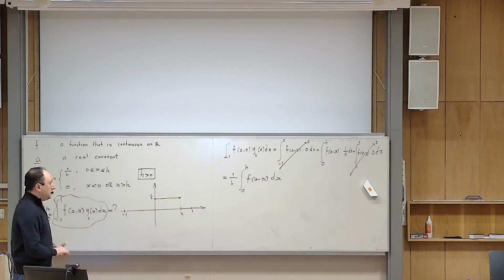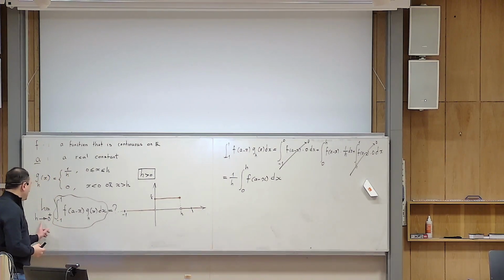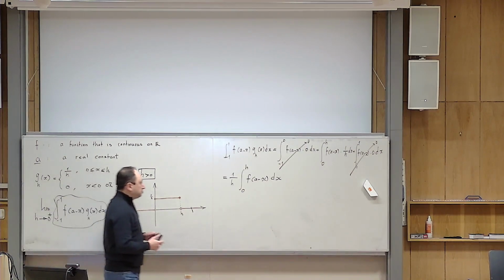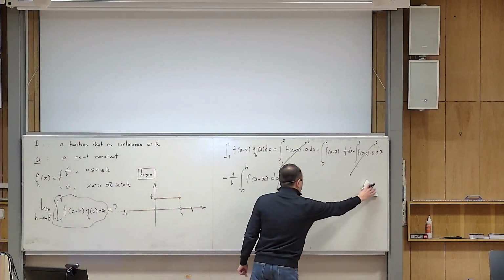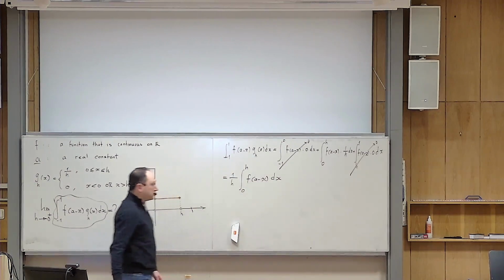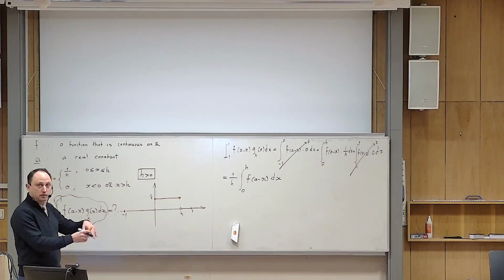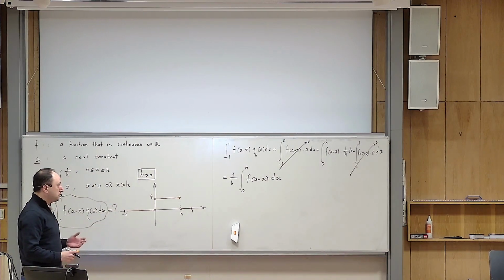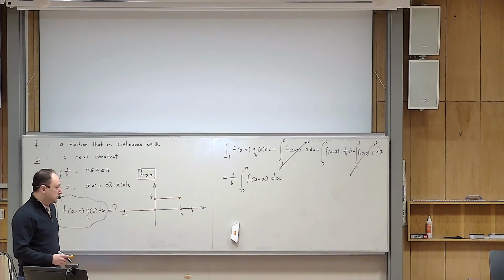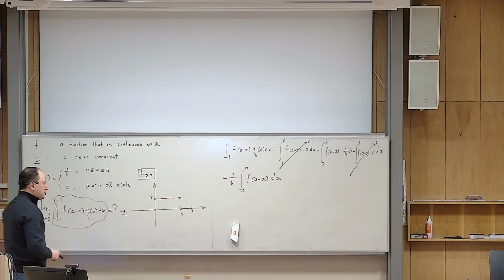Okay, and now I want to take the limit when h goes to 0 from the right-hand side. One thing you can do, you can use L'Hopital's rule. Okay, I will solve this problem now in two different methods. So method 1, I want to use L'Hopital's rule. Why is L'Hopital's rule applicable?